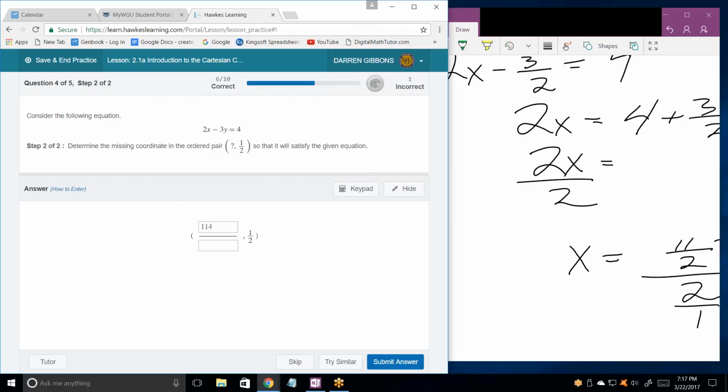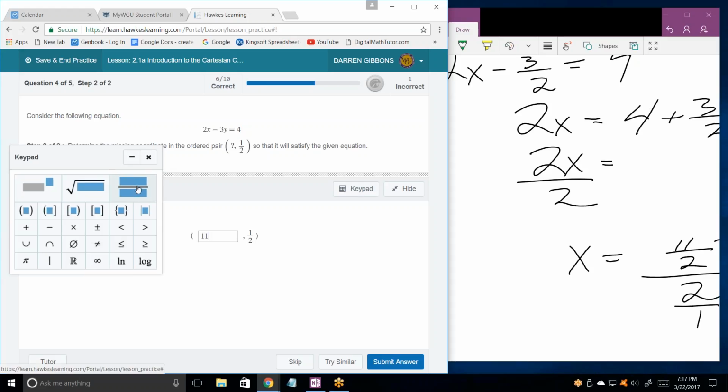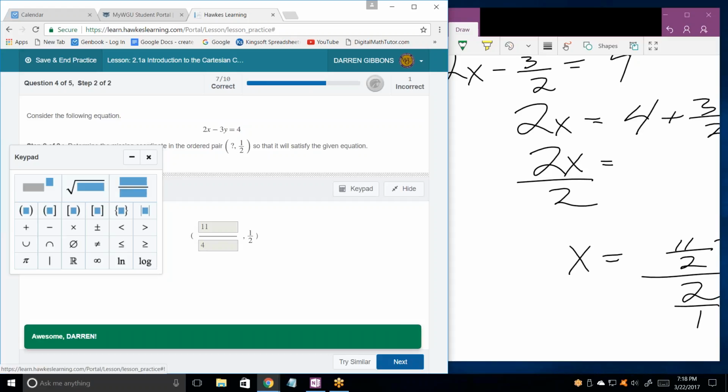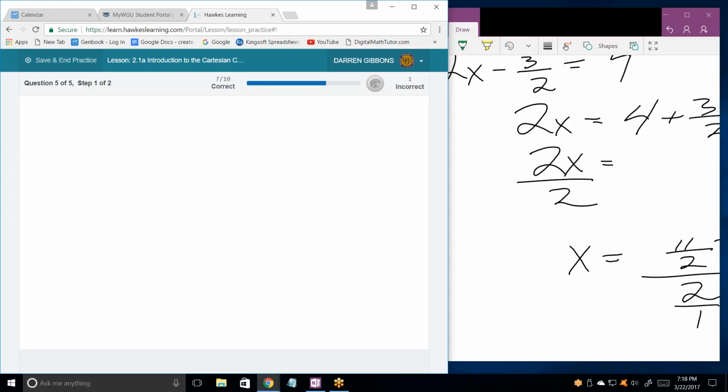If you go to the keypad, whoops, hold on a second. I didn't put that in right. 11, it doesn't like my divide sign. It doesn't like that either. Oh, I have to go to the keypad here, and then hit that blue box there on the right. Hit it again. Ah, okay. What did I get, 11 fourths? Yeah. That's a little annoying that you have to go to that keypad instead of being able to use the keypad on my keyboard.